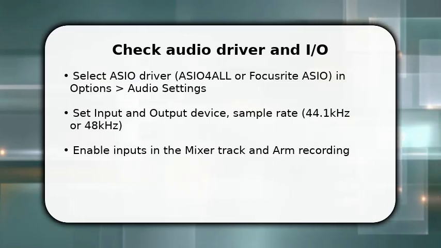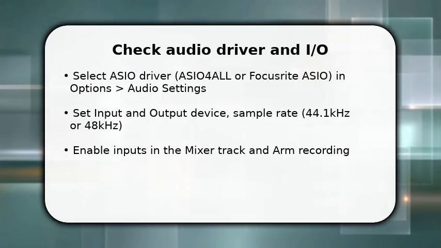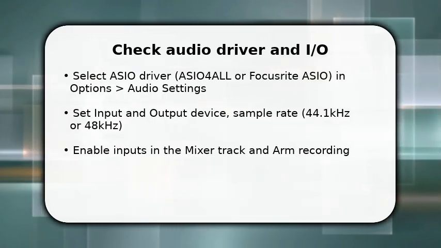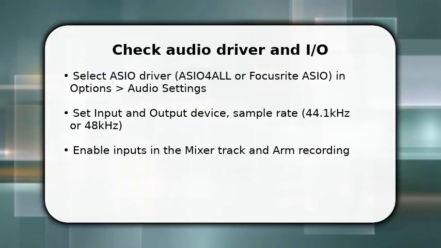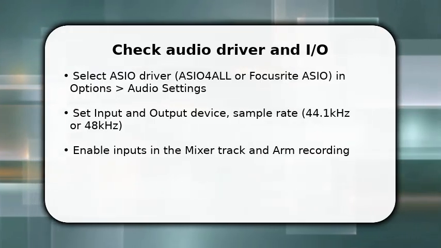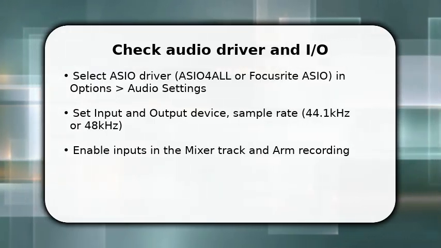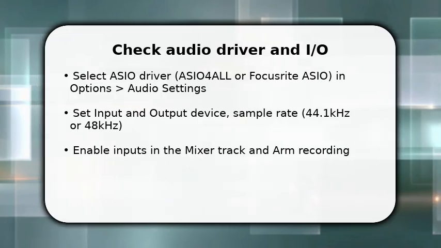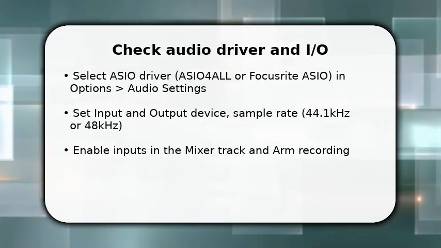You start by confirming drivers and I/O so the signal path exists. Open Options, Audio Settings and choose an ASIO driver. ASIO reduces latency and avoids Windows audio conflicts. Make sure the sample rate matches your interface and project.